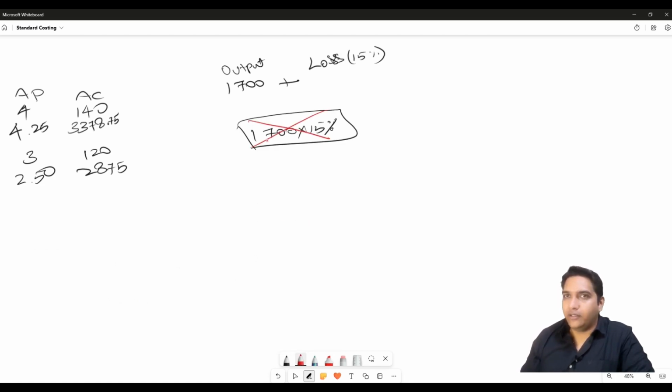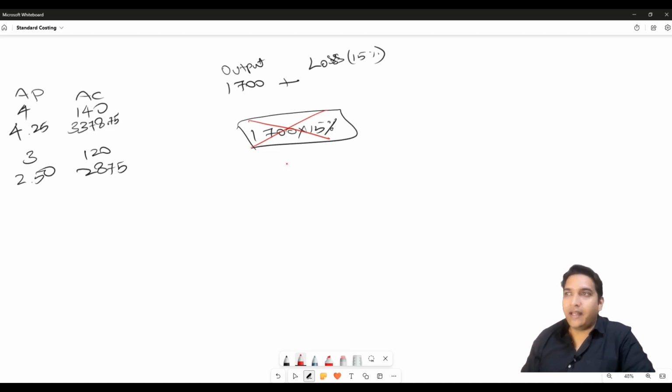This is wrong. It is not 15% of 1700. It is 15% of my input. 1700 is my output. I put in input. I have my raw material as input. Then 15% of that raw material is loss. Then whatever is left out is output.